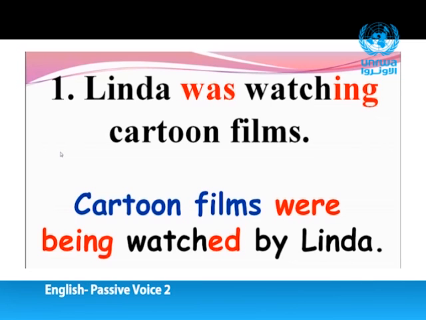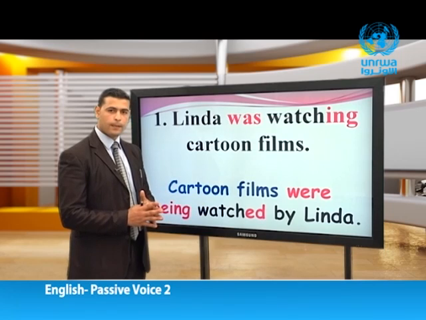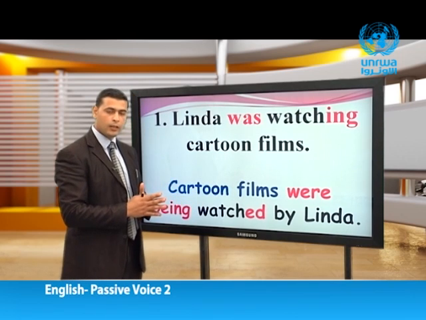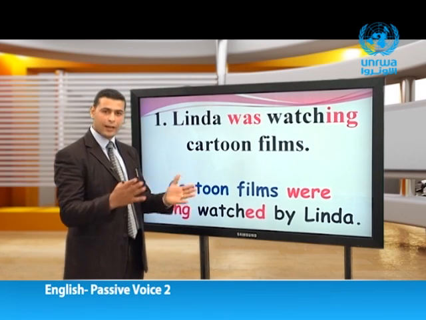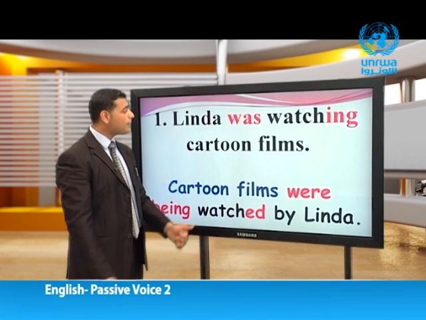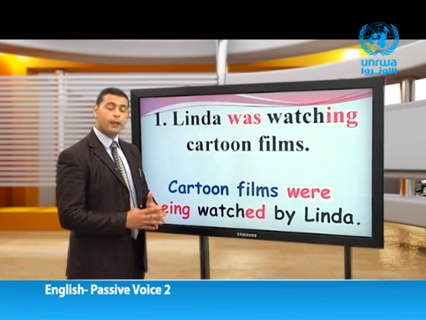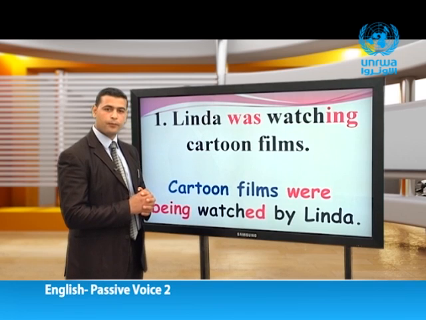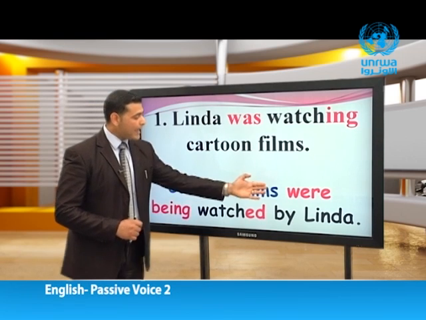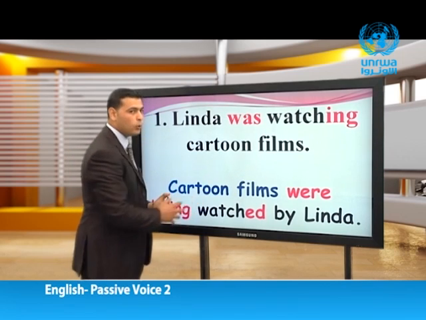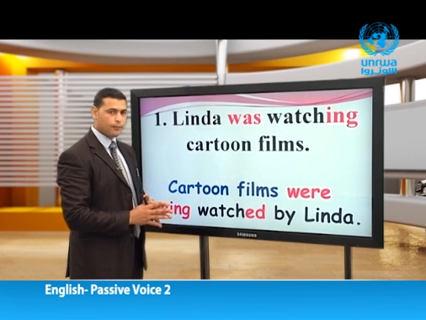Look at the passive sentence. Cartoon films. Is this subject plural or singular? Here we have cartoon films. It's plural. What about the verb in the first sentence? Was watching. It's a verb in the past continuous. So, here, the helping verb is were. Why were? Because the subject is plural and the verb is in the past.